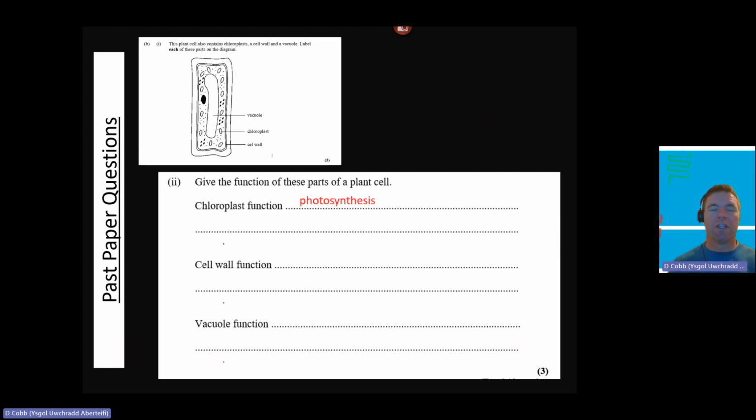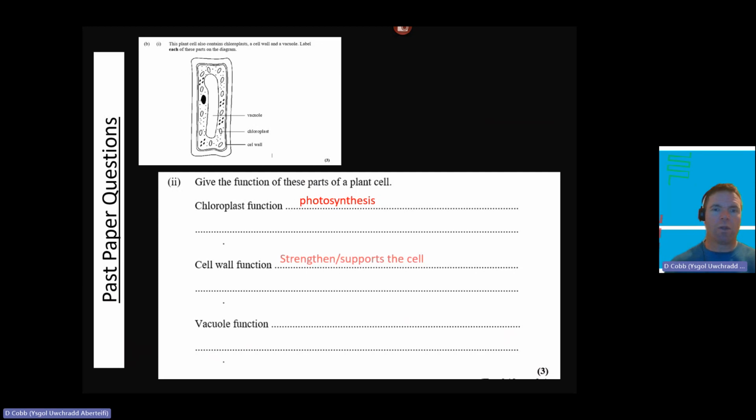So chloroplast function: photosynthesis. I mean, if you were to put down photosynthesis, that's a real gamble. I think it would be okay, particularly as there's only 3 marks, so they're not asking for an awful lot. They're asking for 1 mark each. But you could say it contains chlorophyll, which absorbs light for photosynthesis. And that would be a better answer and make it very unlikely you wouldn't get the marks.